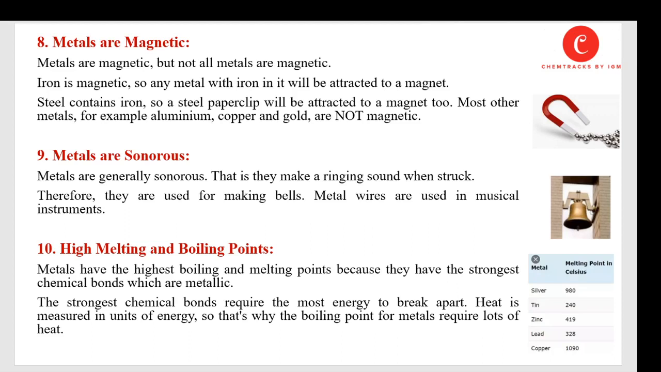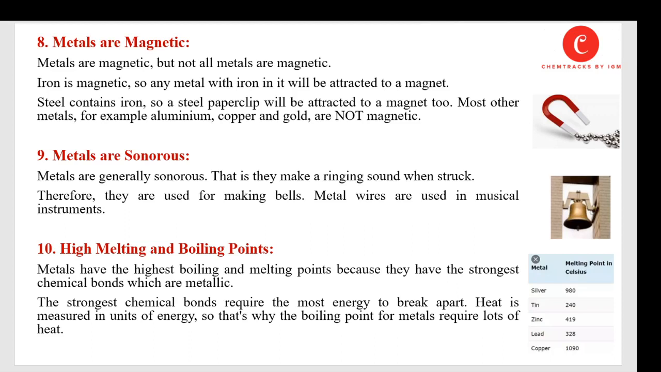High melting and boiling points. Metals have the highest melting and boiling points because they have the strongest chemical bonds, which are metallic. The strongest chemical bonds require the most energy to break apart, so it requires more energy for boiling or melting the metal, because metals contain the strongest forces of attraction between the particles. Heat is measured in units of energy, so that is why the boiling point for metal requires a lot of heat or energy for their breakdown.